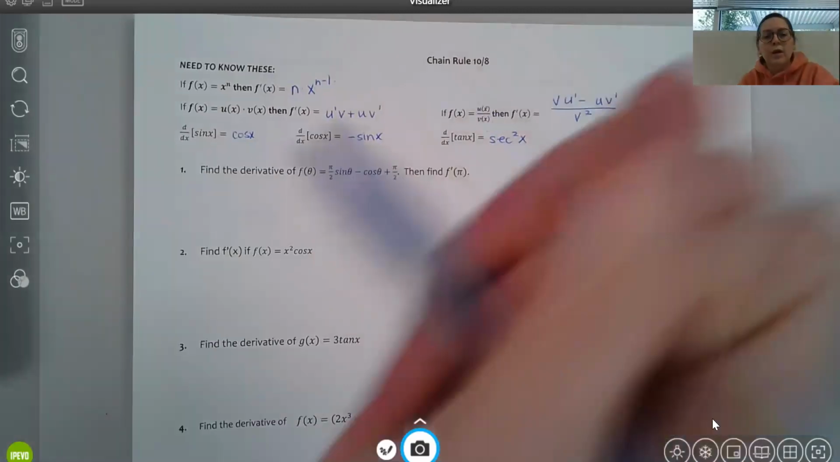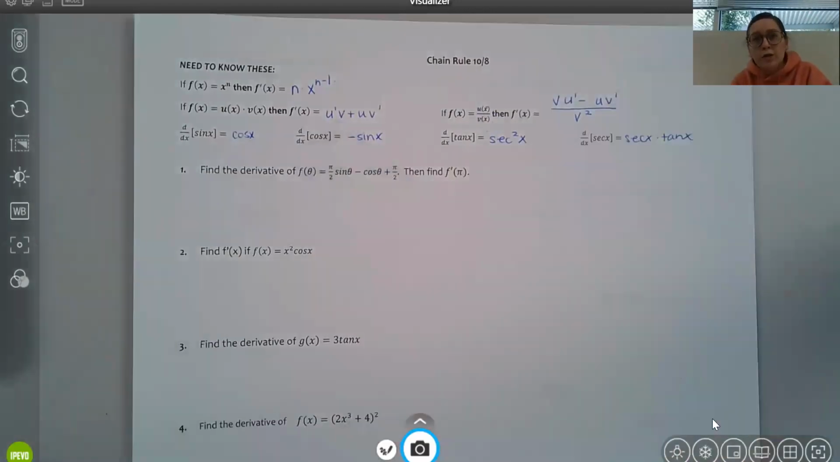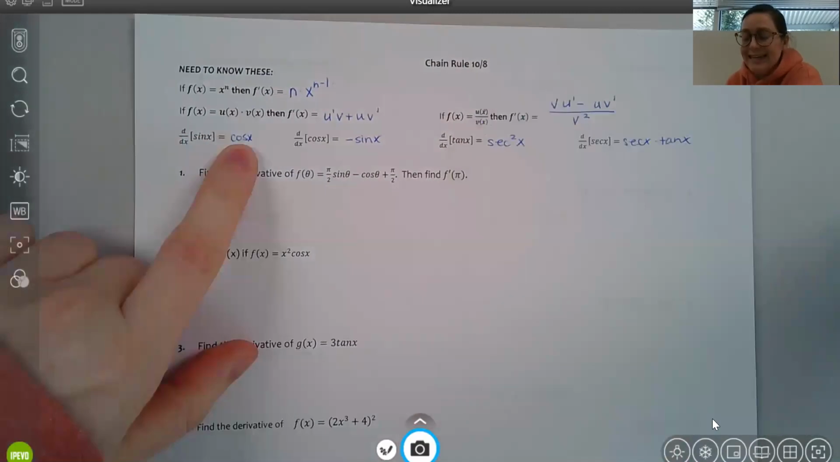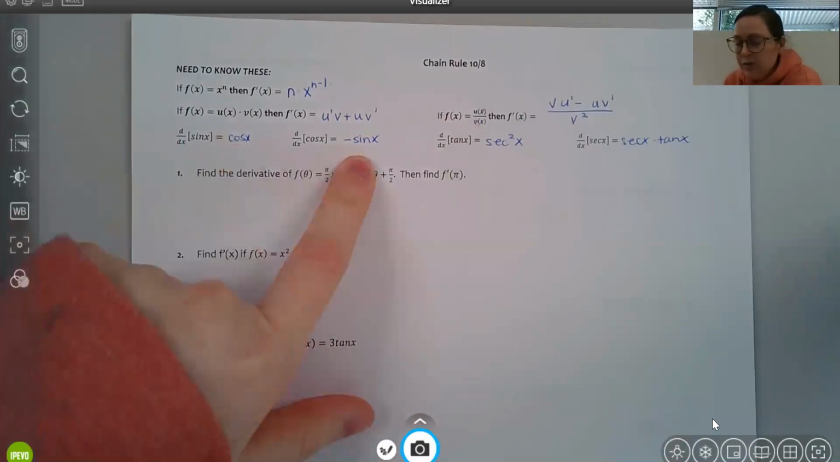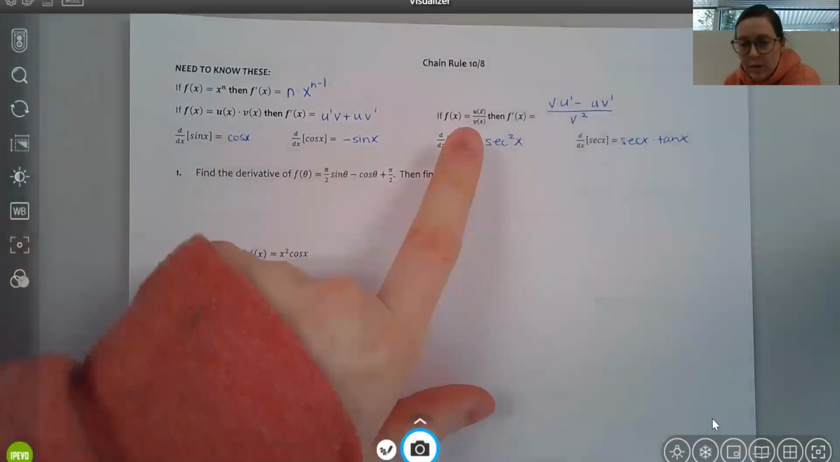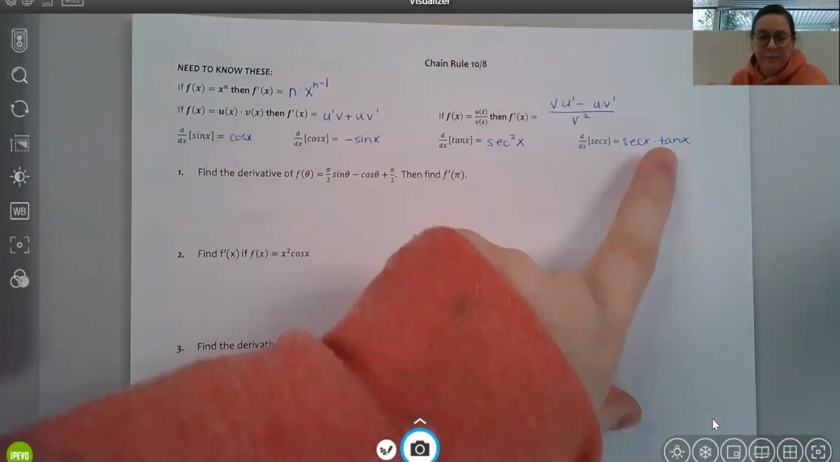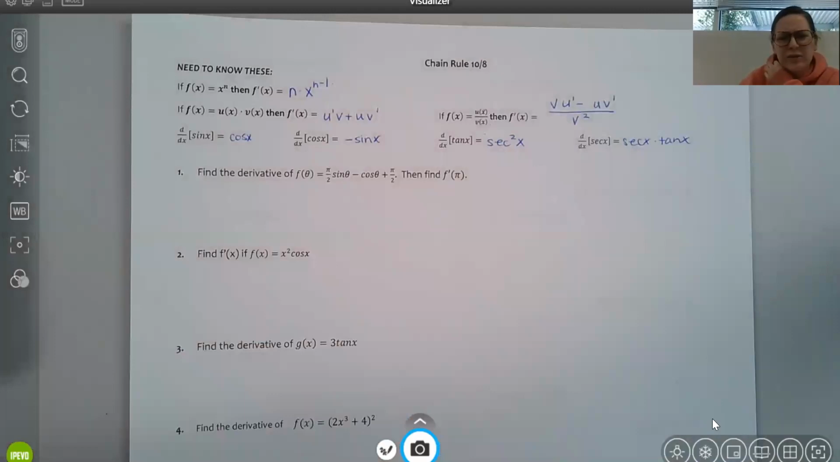Our trig derivatives, these are things we need to have memorized. Derivative of sine is cosine, derivative of cosine is negative sine. Derivative of tangent is secant squared, and derivative of secant is secant x tan x. There is cosecant and cotangent. They don't show up as much, so I just put the four main ones for right now.